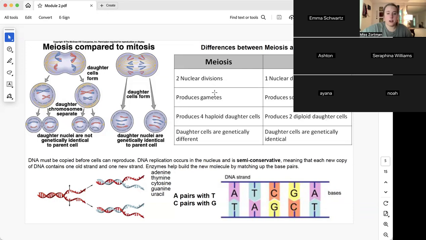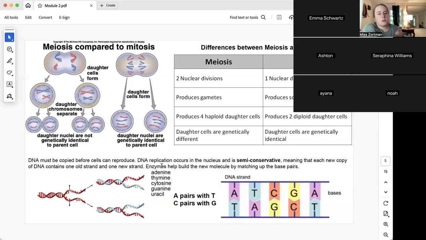Meiosis produces four haploid daughter cells, so only one set of chromosomes, whereas mitosis is producing two diploid daughter cells, so identical cells that have two sets of chromosomes in them. So the total number for humans is 46. And then meiosis, genetically different, mitosis, identical. Alrighty. I think that was probably the most complex one for us to go over.